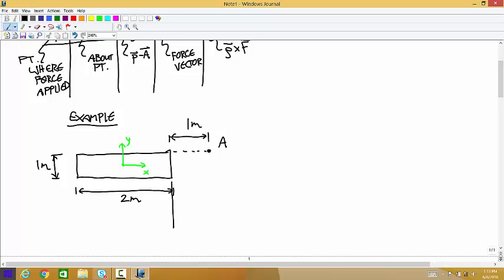And let's say that we're applying a force of 20,000 newtons upward to the right side. And we want to know what's the moment M sub A produced by that 20,000 Newton force.